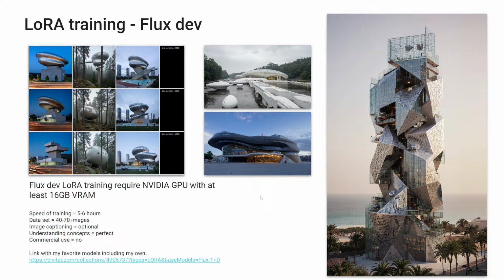And FluxDev understands your concept in a really precise way. You don't even need to provide captioning, so it can describe the image by itself. So you just need to prepare a data set. It's working differently when you provide captioning or when you're not, and sometimes one or another approach is better, but basically it's not a requirement.